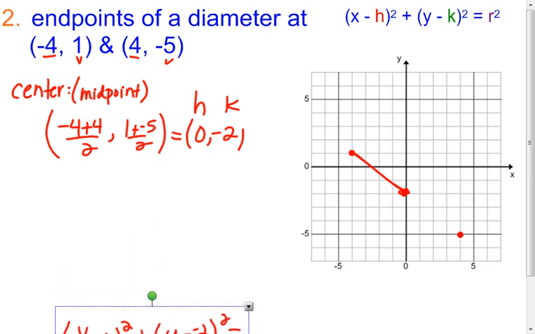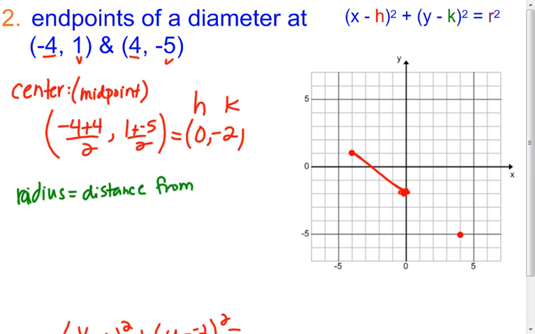So if you find the distance between your center and one of your endpoints, that will give you your radius. Okay? So here we go. Radius is the distance from your center, which of course is (0, -2), to either one of your endpoints, and it doesn't matter. I am going to pick (-4, 1).